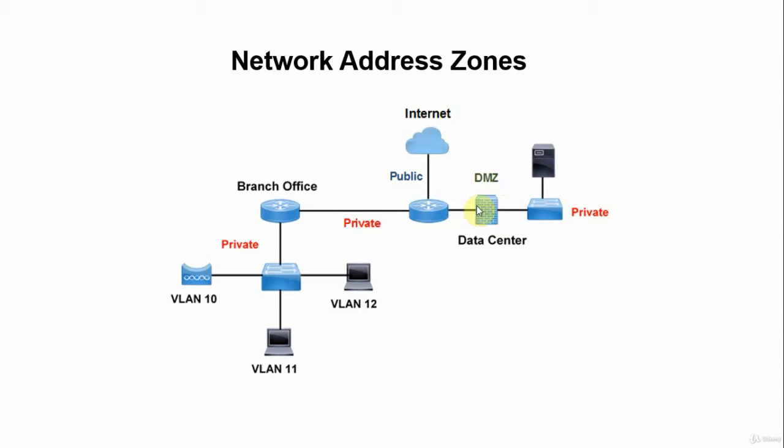It's based on where you want to separate the boundaries between public and private addressing. That's why it's called a DMZ. Then the inside data center network is going to be all private addressing. And that's basically where most of it is. The branch office sometimes has a public interface, so you have to translate between private and public addressing there as well.